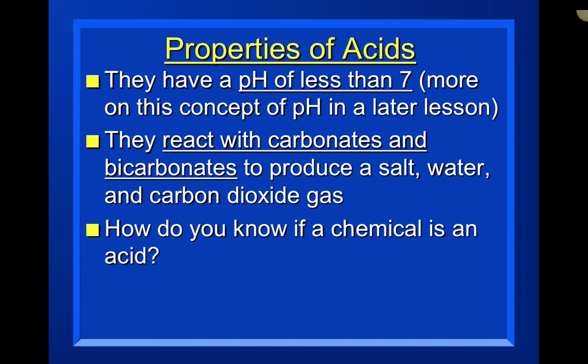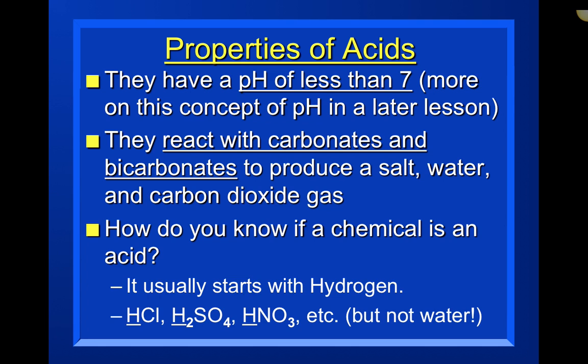How do you know if a chemical is an acid? Well, we've been through all the properties if you were testing an unknown chemical in the laboratory. But as far as looking at the formula, it starts with a hydrogen. So HCl, H2SO4, HNO3: hydrochloric acid, sulfuric acid, nitric acid. But we don't consider water to be an acid.